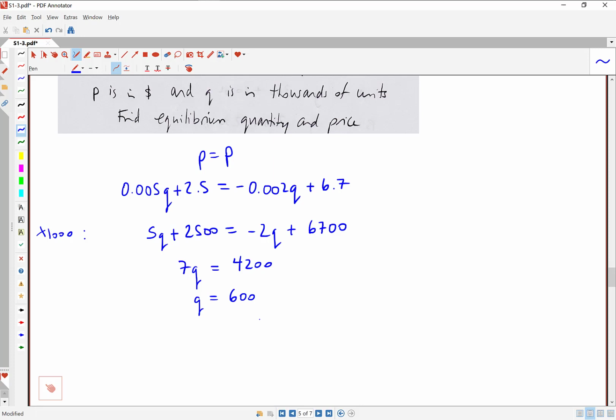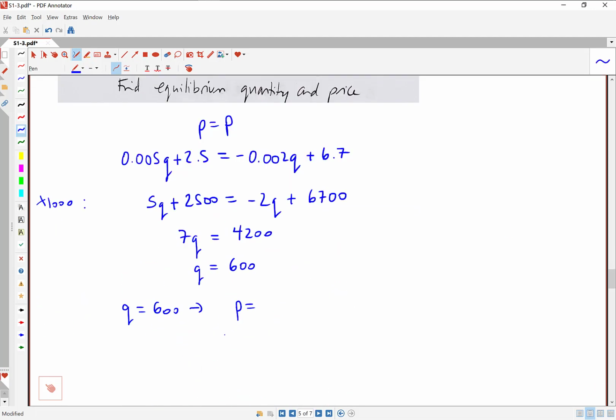Then once you have your Q value, you can go back into either equation. So we'll go Q equals 600 into either equation. We'll just look back up at the question and decide which equation we think is going to be friendlier. I say top one looks fine. So subbing into P equals 0.005Q plus 2.5. And let's figure out the P value. So P is 0.005 times 600 plus 2.5. And we can try this on our calculator. P works out to 5.5.